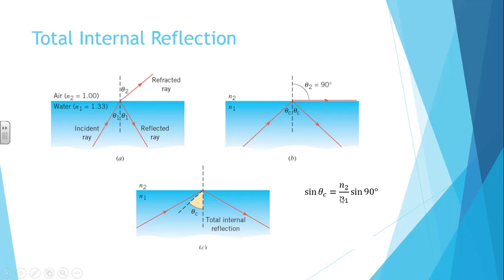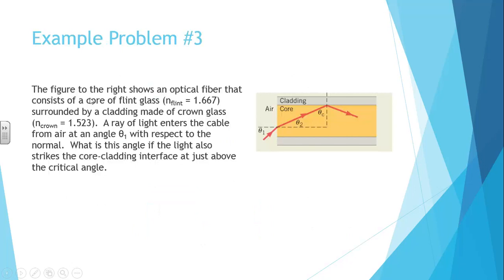So if we wanted to figure out the critical angle, all we would really need to know is n2 and n1. It's worth pointing out this only happens if you're going from a medium of higher index of refraction to a medium of lower index of refraction. So let's get an example problem.